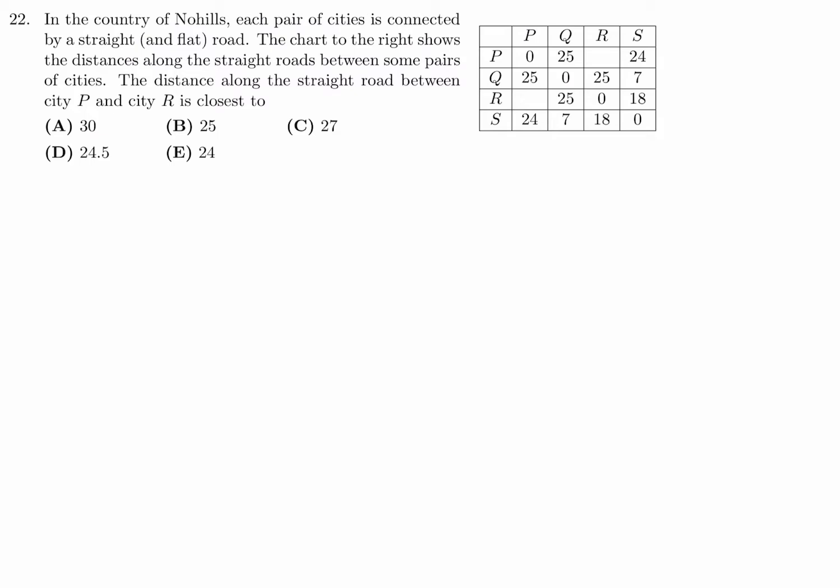In the country of no hills, each pair of cities is connected by a straight and flat road. The chart to the right shows the distances along the straight roads between some pairs of cities. The distance along the straight road between city P and city R is closest to. Well, P and Q are 25, whatever the units are, 25 something, meters, kilometers, so let's say that's P and that's Q.